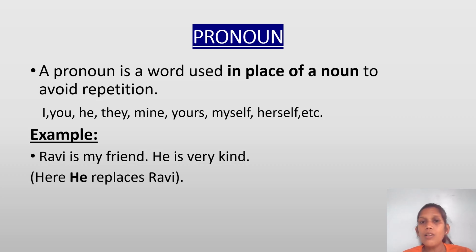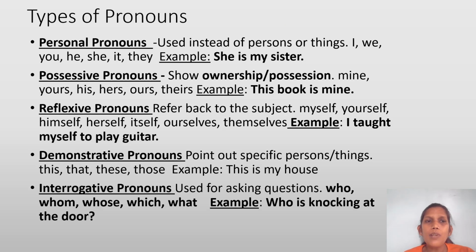Okay, now personal pronoun. What is a personal pronoun? It is used instead of persons or things. For example, I, we, you, he, she, it. Example: she is my sister. Okay, he, she, it are used instead of persons or things. Again, possessive pronouns show ownership, possession, that is mine, yours, his, hers, ours, theirs. Example: this book is mine. Okay, it shows possession, it shows ownership.